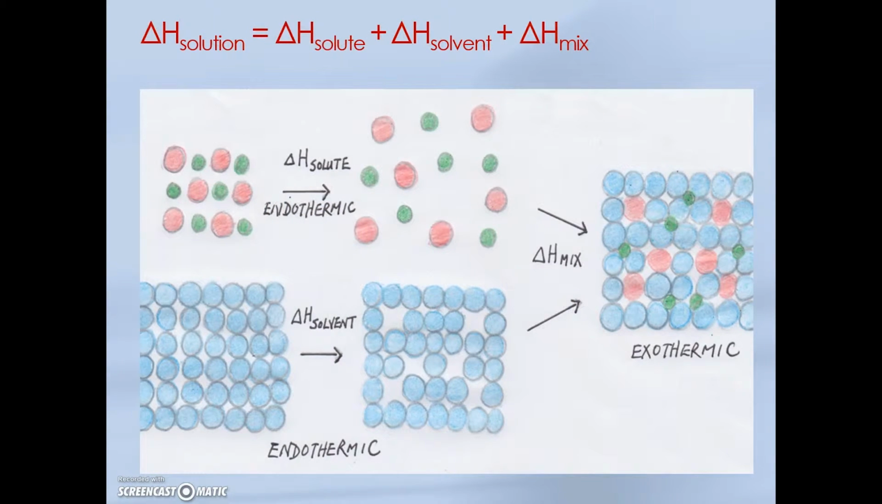Now here's a diagram showing how the particles can be pulled apart. If you look at the red and the green circles, they represent the solute which can be pulled apart to create room between them. And then below them are the blue circles representing solvent particles that can be pulled apart using the enthalpy of solute and the enthalpy of solvent, and this is endothermic. Now, as the solute enters into the empty spaces between the solvent molecules, this is enthalpy of mixing, which is exothermic, negative.